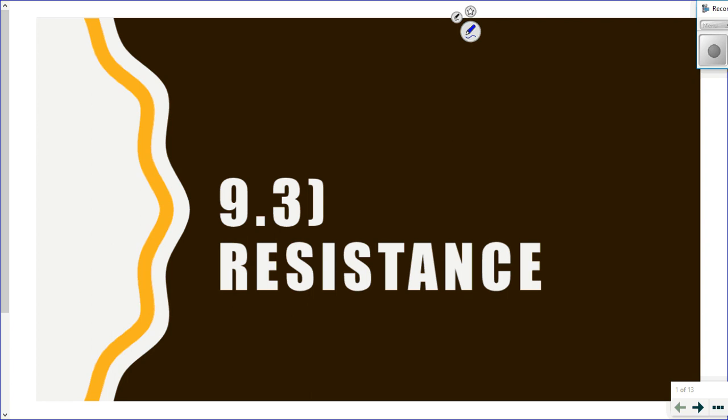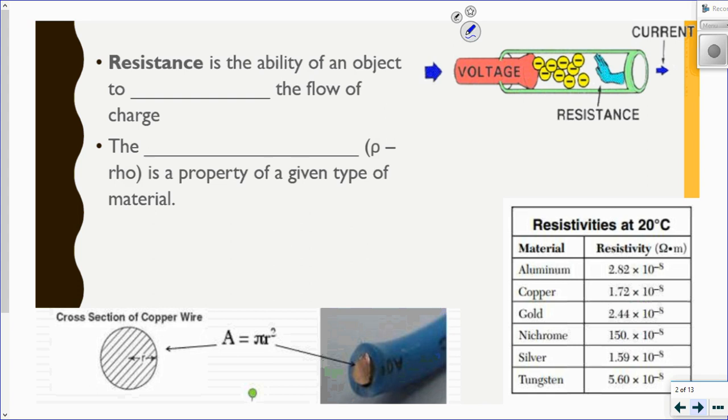Welcome to 9.3, where we're going to be talking about resistance within a circuit. So first, resistance. It's defined by its name. It's the ability of an object to resist the flow of charge.